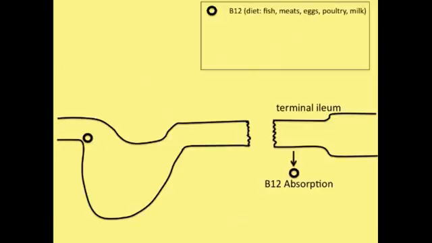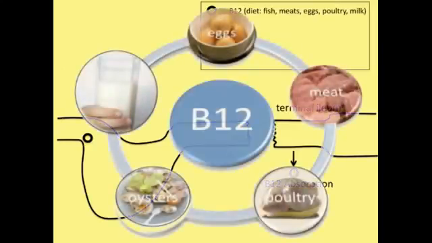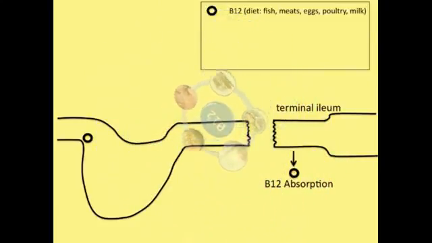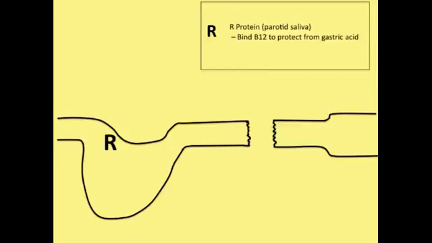So first, we have B12. B12 comes from the diet. The foods that are high in B12 include the following: fish, meats, eggs, poultry, and milk. So as you can see, this can be a problem for vegans. Now, I'm not a vegan, so I'm not really sure where they get their vitamin B12, but it's not from any of these sources.